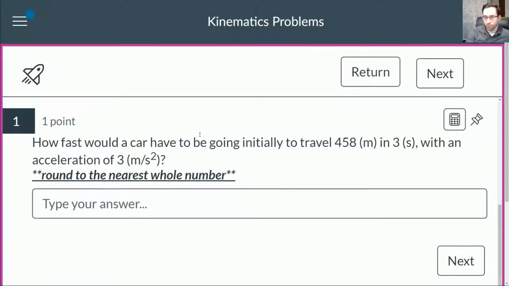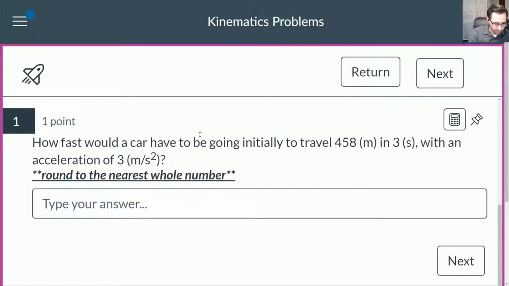How fast would a car have to be going initially to travel 458 meters in 3 seconds with an acceleration of 3 meters per second squared? Okay.